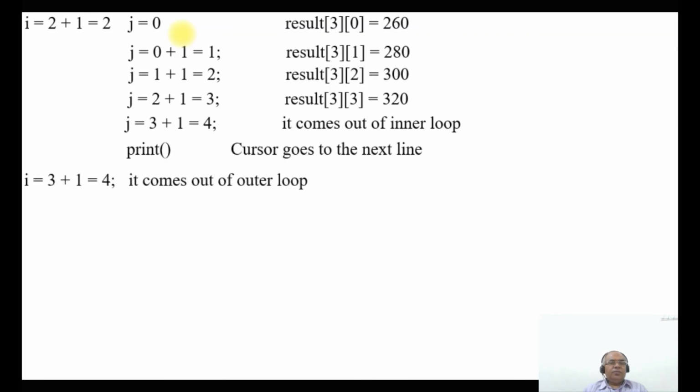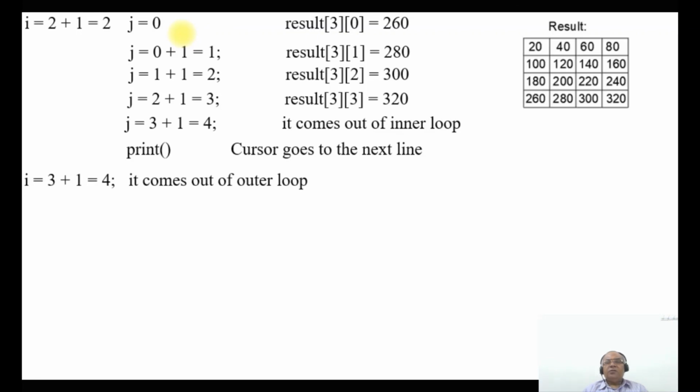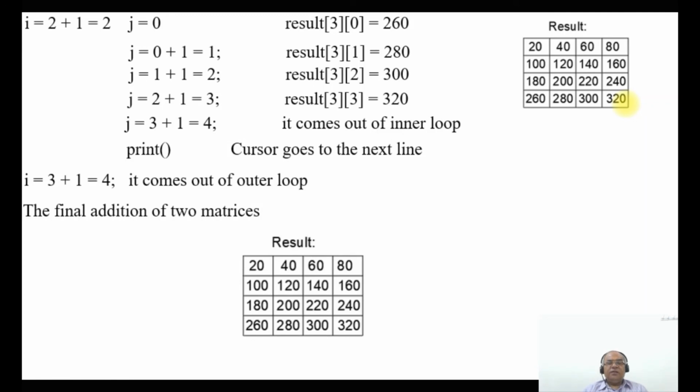So it comes out of the loop, and i is equal to 3 plus 1. It becomes 4. It comes out of the outer loop also. The final result will be 20, 40, 60, 80, 100, 120, 140, 160, 180, 200, 220, 240, and 260, 280, 300, and 320. So the final addition of two matrices is going to be the final result. So this is how you will be able to execute addition of the two matrices by giving the user input for the 4 by 4 matrix. Thank you.